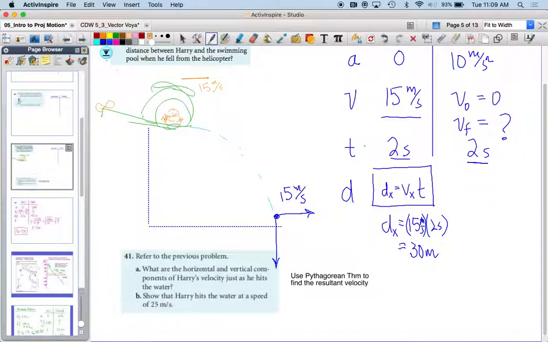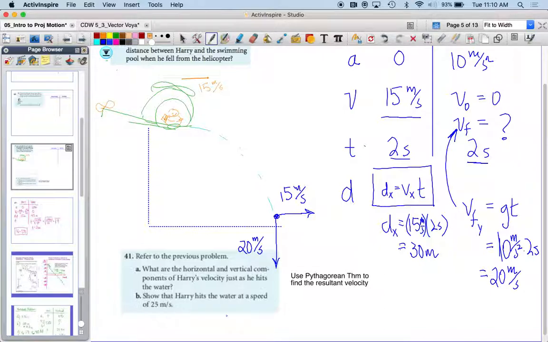The equation that I need to use for that, and I'll just put an arrow up here because I've run out of space, V final in the y direction, remember, equals gt. So that's 10 meters per second squared times 2 seconds. So he's going to be going 20 meters per second. So in the vertical direction, he's going 20 meters per second. So that's the answer to part A of that question.